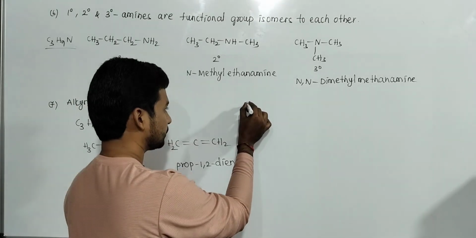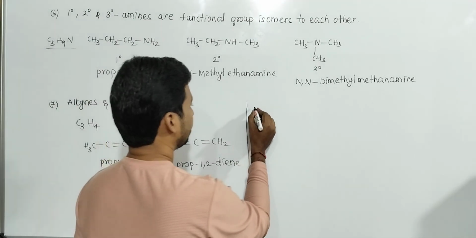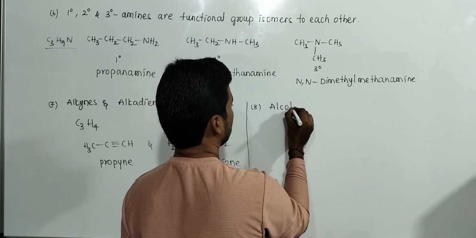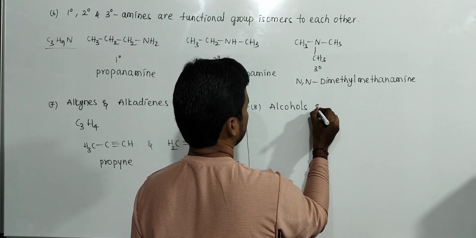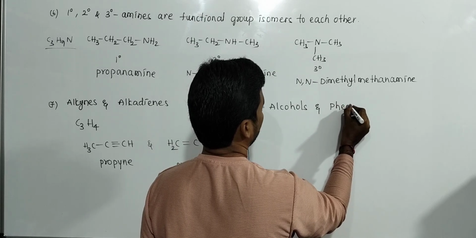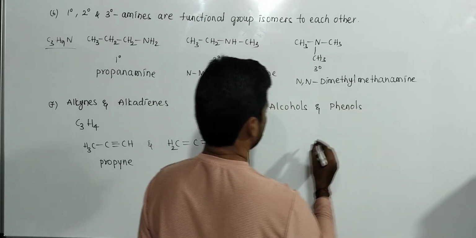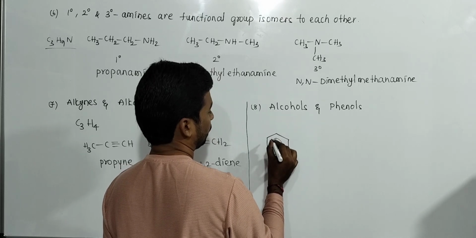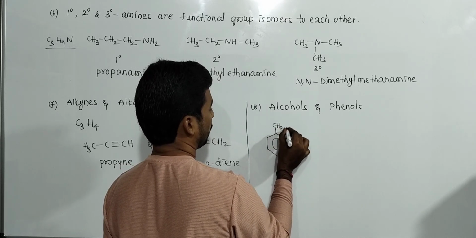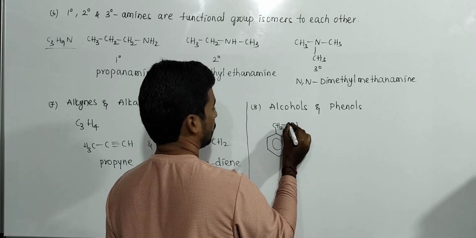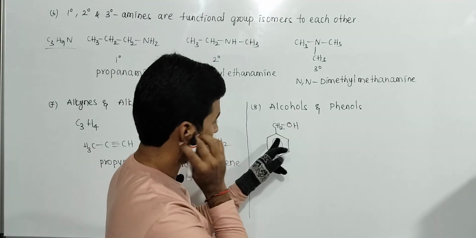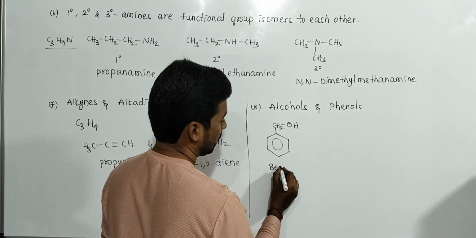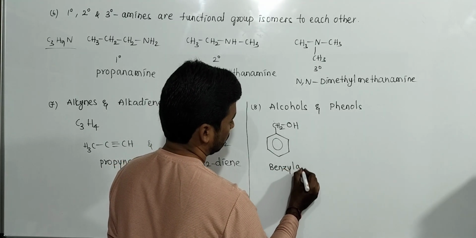And lastly, the eighth example, alcohols and phenols are functional group isomers. Alcohols and phenols also are functional group isomers. For example, benzyl alcohol: a phenyl group, and this OH group is attached to an aliphatic carbon, not a ring carbon, so this is an alcohol. Its name is benzyl alcohol.